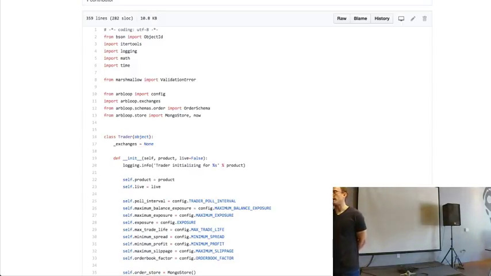Well, right now I'm paper trading with it. It has two settings: you can paper trade or you can live trade, and it's just a simple flag like live, and you're good to go.